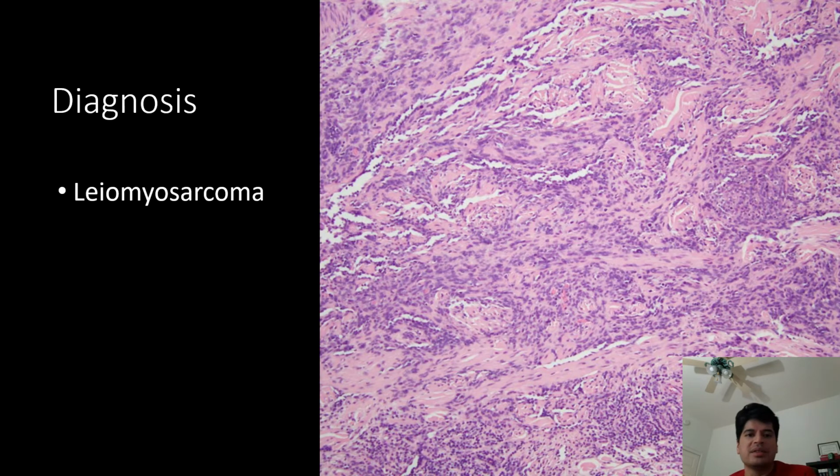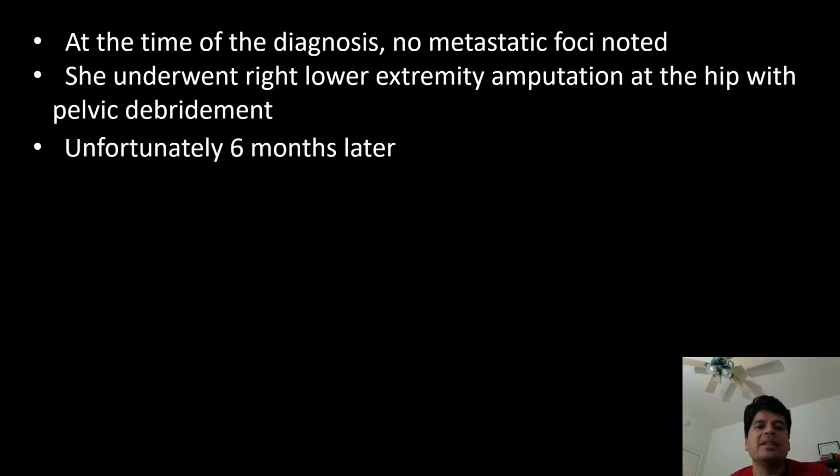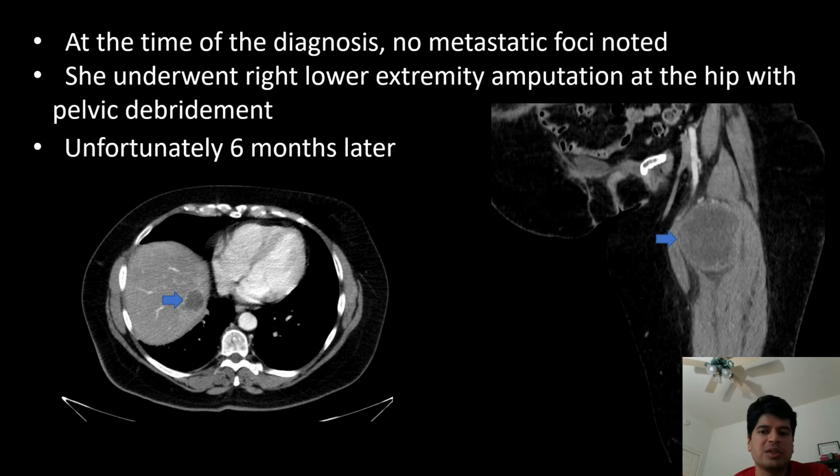And what was the diagnosis? It was leiomyosarcoma. At the time of the diagnosis, there was no metastatic foci, so we did a complete CT head, chest, abdomen, pelvis. Everything was fine. She saw an oncologist, an orthopedician, ended up with disarticulation of the right hip with complete pelvic debridement. Unfortunately, 6 months later, this is what we see. She has mets everywhere, in her left thigh, liver.